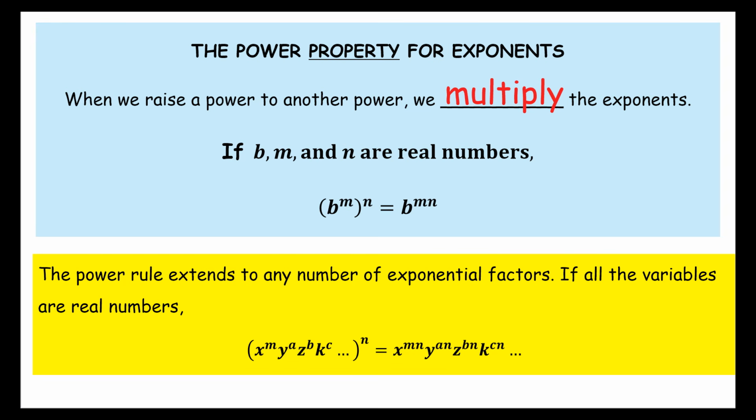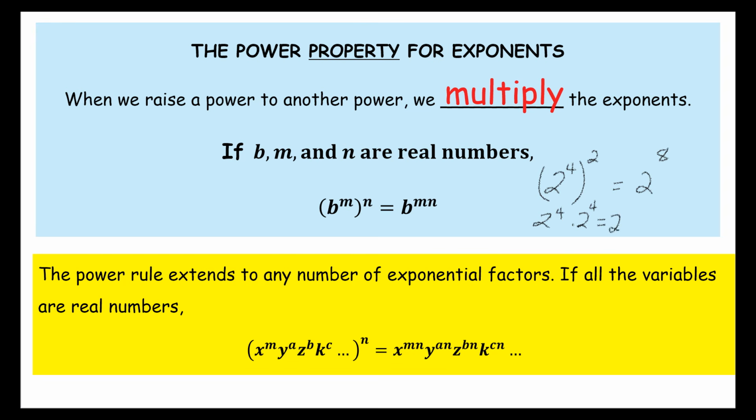So the power property for exponents. When we raise a power to another power, we multiply the exponents. Again, it's a property. It just works that way because b to the m raised to the n power actually does give you b to the m times n. When you raise a power to another power, you multiply the exponents. Because if you have something like 2 to the 4th power, and then you raise it to the 2nd power, that is going to be 2 to the 8th, because 2 to the 4th squared means 2 to the 4th times 2 to the 4th. That's what that means.